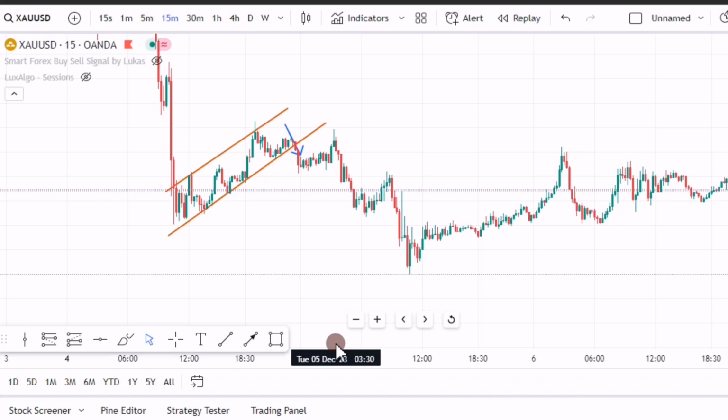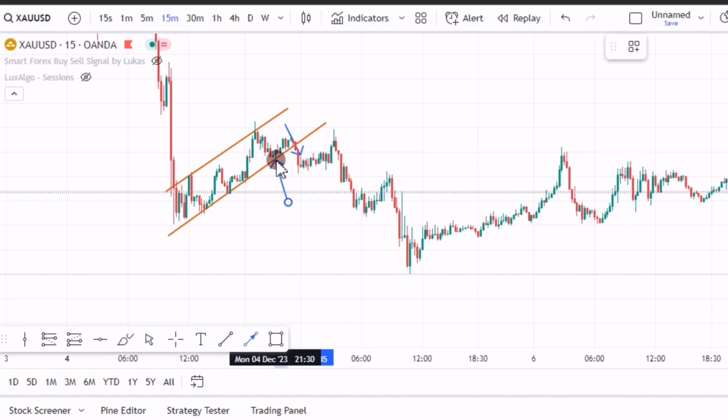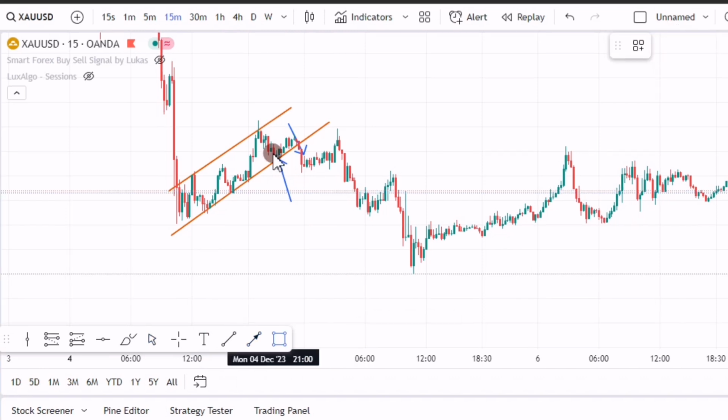Fourth step, you verify the breakout, and you verify it by looking at the last turning point that was touching the trend line. So we mark it like that.